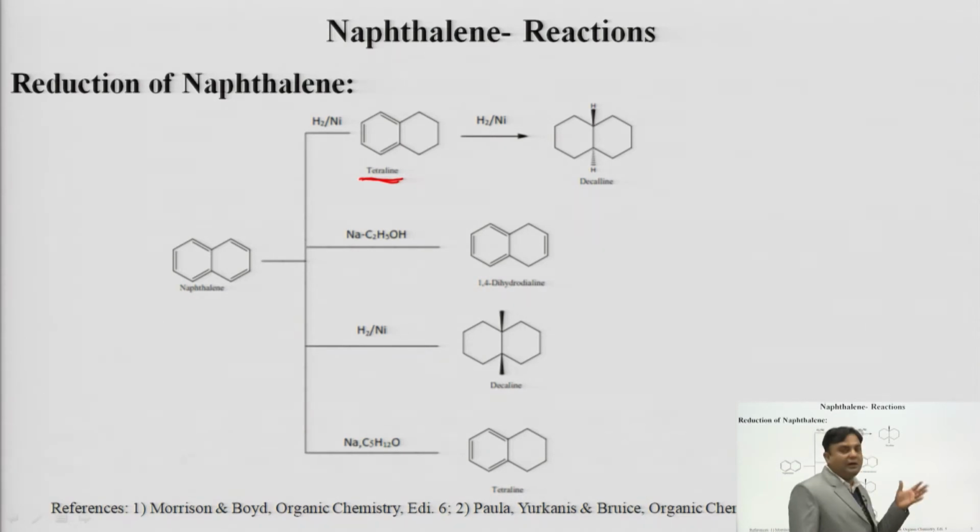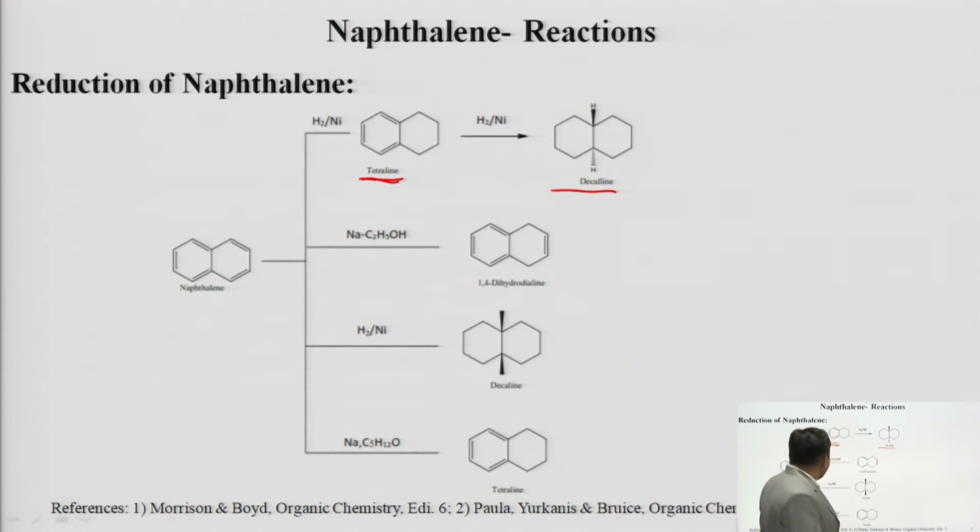If we continue this reaction for a long time, this tetraline gets reduced again to form decaline, which means a total of 6 more hydrogens will be added to the second ring. We are getting decaline, that is, 1, 2, 3, 4, 5, 6, 7, 8, 10, decahydronaphthalene.